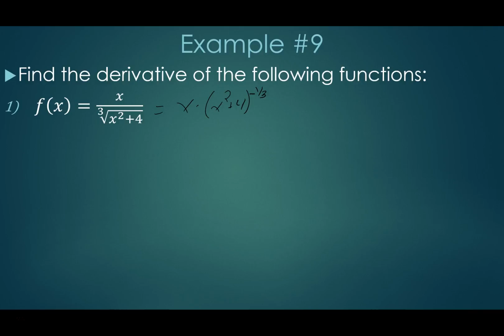Quotient rule will still give you the exact same answer. I just generally find product rule to be a little bit faster to work with. Just my personal preference. So there's our first function, there's our second function.